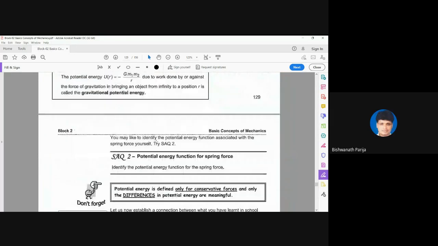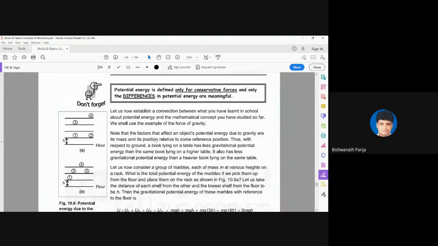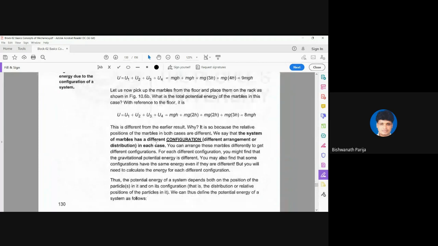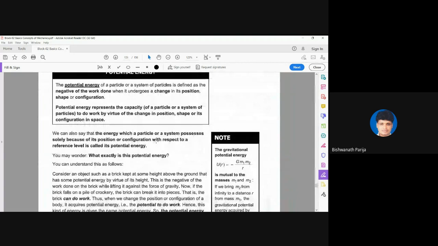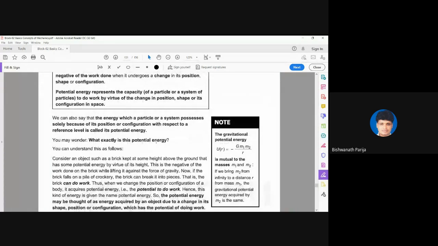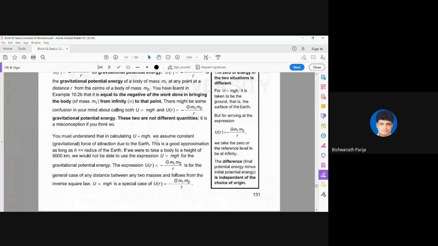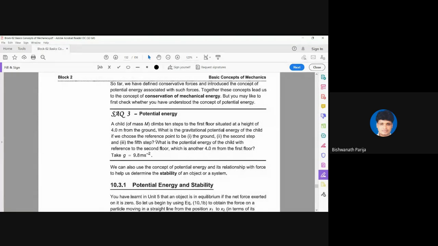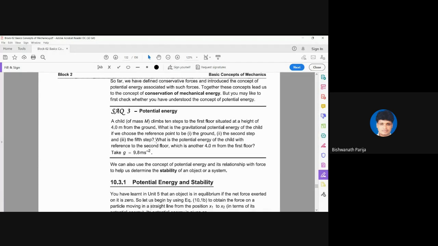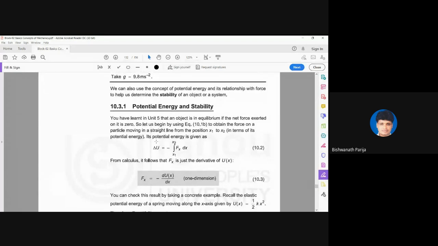Yes, very good. Next, the potential energy function for spring force. For the spring force, you can get the potential energy explicitly, by the change in potential energy equal to the negative of work done due to conservative force. This formula is very important. Always problems will come. And then potential energy and stability. This is also another parameter.